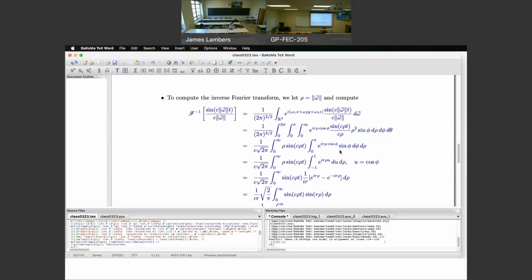But what works out nicely about this is I can make a u substitution. U is equal to cosine phi. So then du is minus sine phi d phi, which is sitting right here. So I make that u substitution in this integral, gives me this. But now this is an ordinary exponential. I can just go ahead and evaluate this. Okay, really it's this innermost integral that I'm evaluating here from minus 1 to 1.